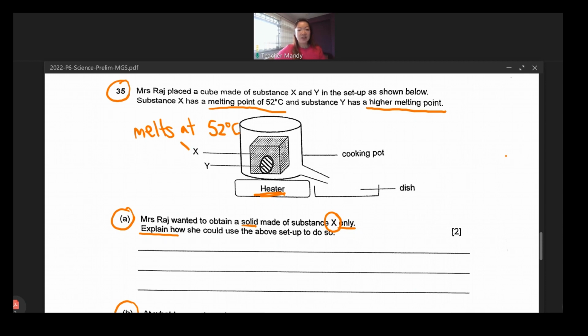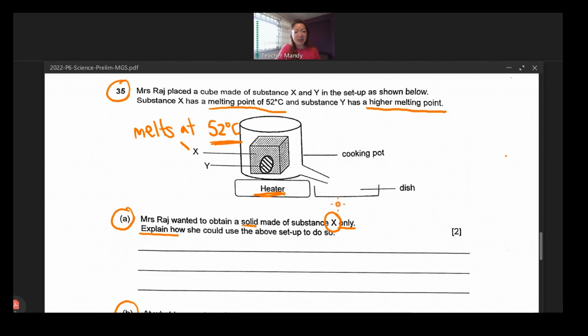So what we have here, we can actually heat it up first, okay? And we heat it up to 52 only. If you go higher than that, you might melt Y as well, because Y has a higher melting point. But we don't know whether it's 53 or is it 60. So to play it very safe, just heat up till 52 degrees Celsius. Melt X first. The melted liquid will have to flow somewhere. It will flow into the dish.